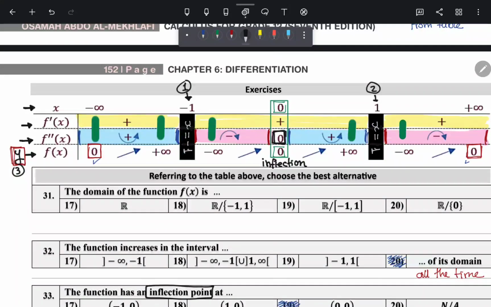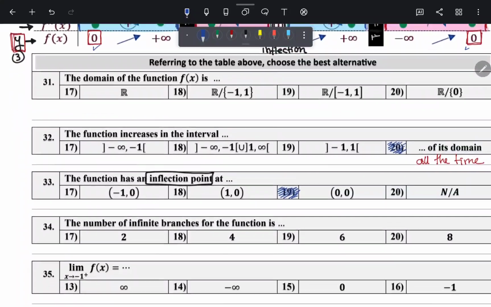This is the fifth infinite branch. We also have infinity at the bottom. And this is the sixth infinite branch because we have infinity on top. So how many infinite branches do we have? We have 1, 2, 3, 4, 5, 6. This is the number of infinite branches.